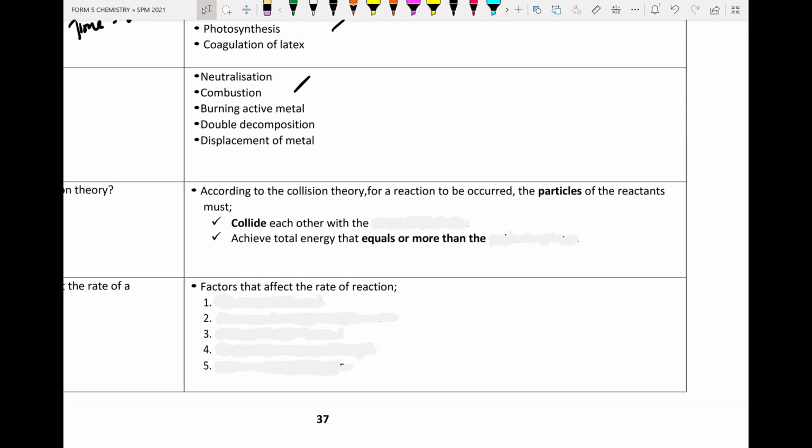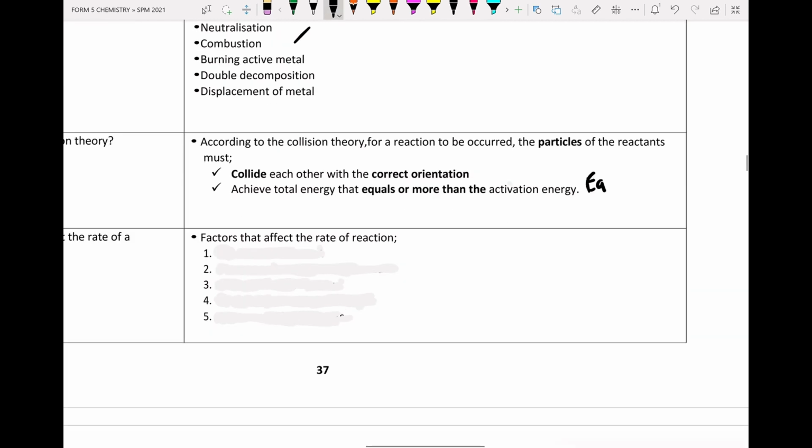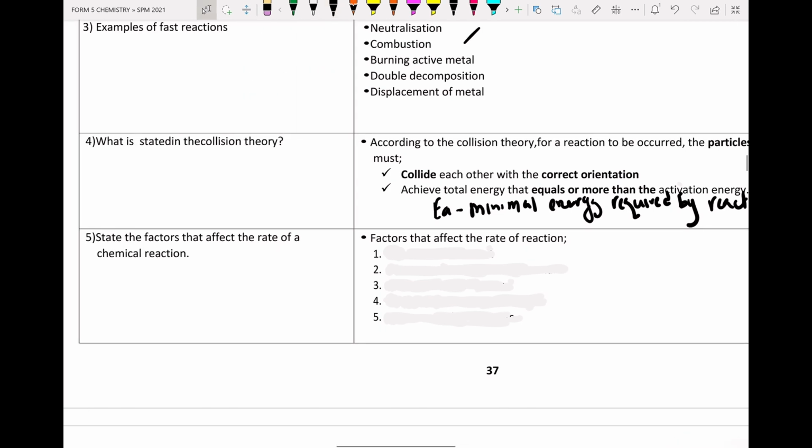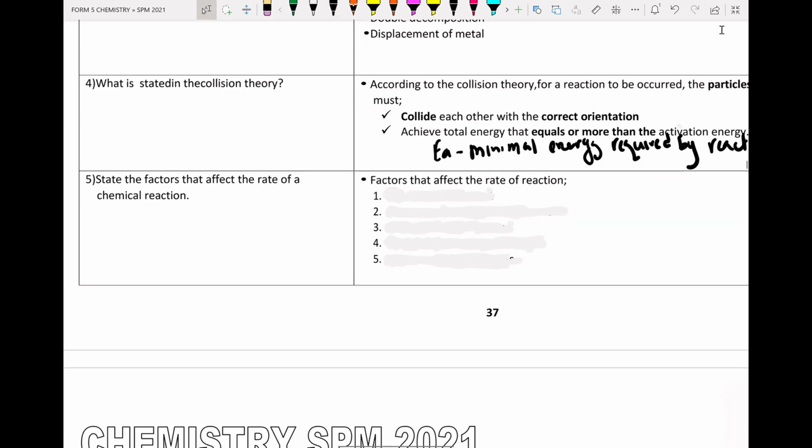According to the collision theory, for a reaction to occur, the particles must collide in the correct orientation. This is the first term. Second, the particles achieve total energy that equals or is more than the activation energy. Activation energy, symbol EA. So what is meant by activation energy? Minimal energy required by reactants to react. Okay, and the last question, number 5, state the factors that affect the rate of reaction.